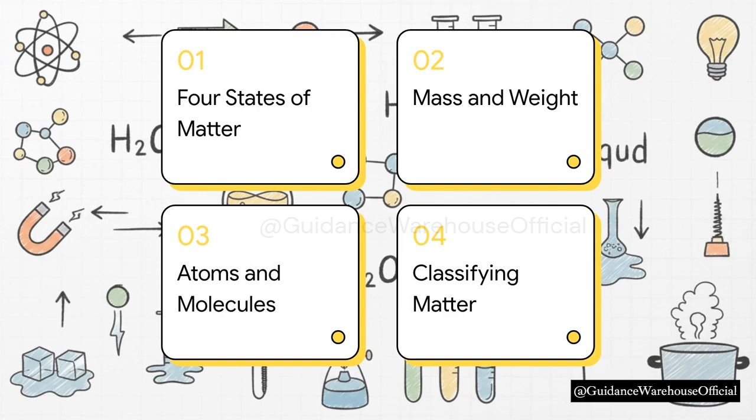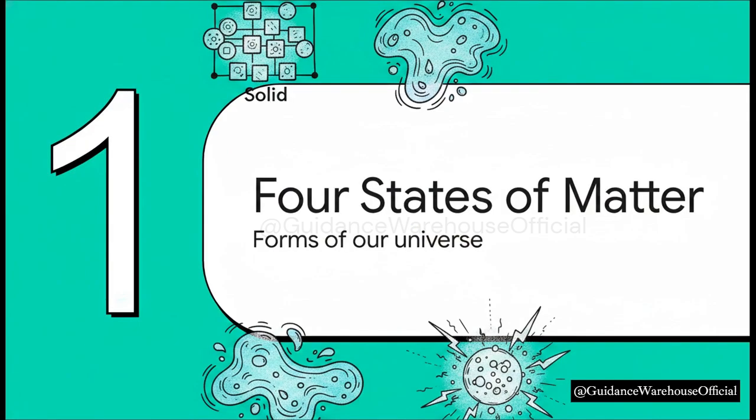So here's our roadmap for today's explainer. First, we'll cover the 4 states of matter. Second, mass, weight, and conservation. Third, atoms and molecules. And finally, classifying types of matter. All right, let's jump straight into section 1, the 4 states of matter, the physical forms of our universe.